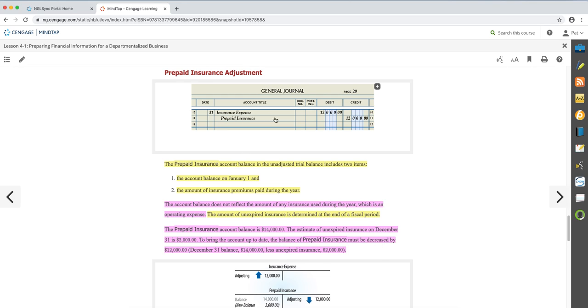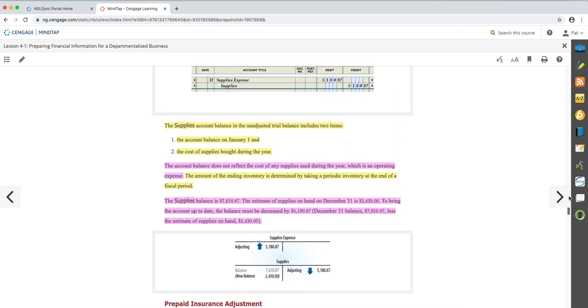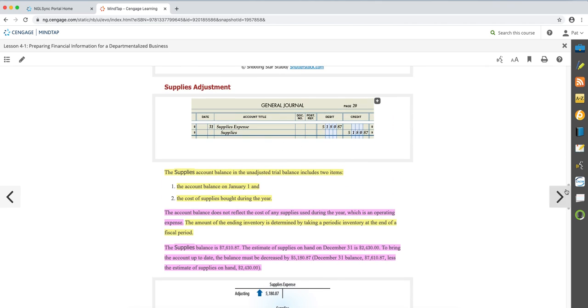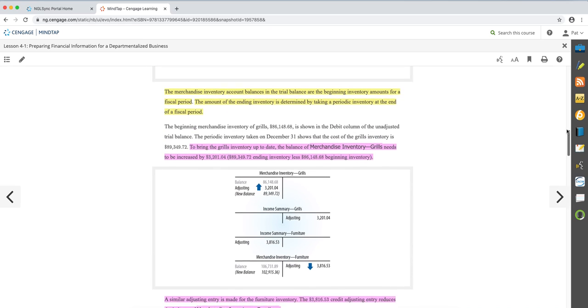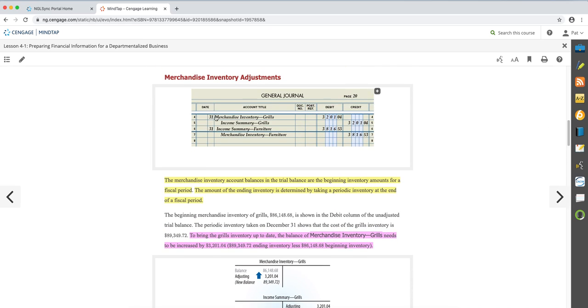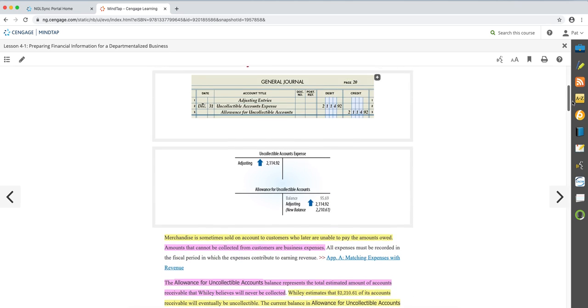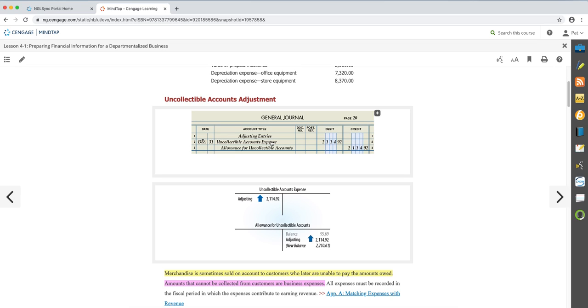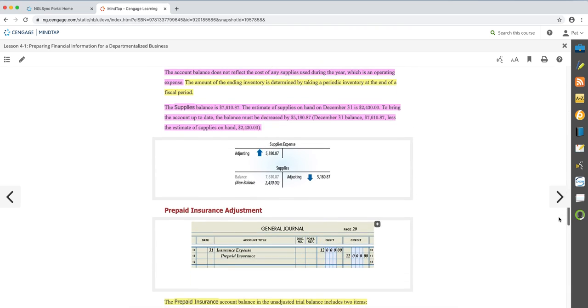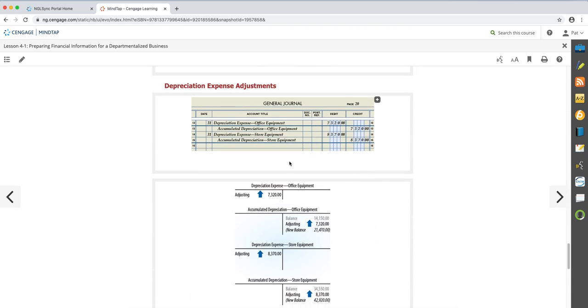How do you decrease an asset? You credit it, and you debit the insurance expense. So you can see we're debiting expense, crediting the asset, debiting expense, crediting the asset. On the inventory, if the inventory is greater, we will debit it. If inventory is less, we will credit it. And then the first one, debit the allowance, accounts expense, uncollectible account expense, and then credit the allowance. Depreciation expense. We have two listed.